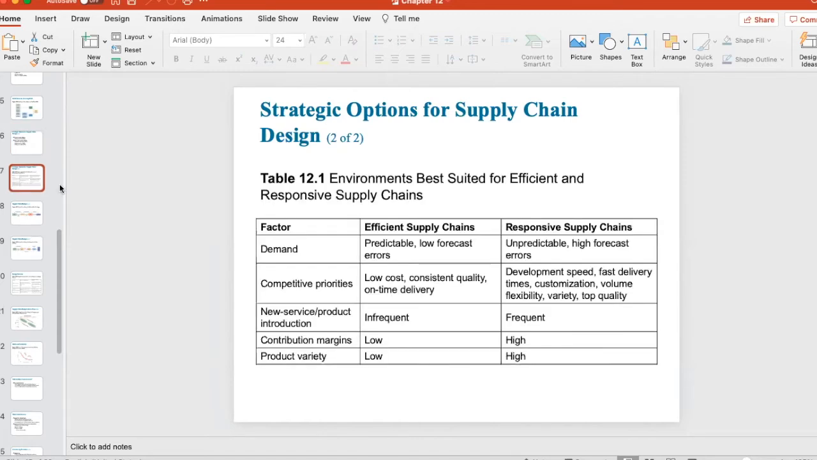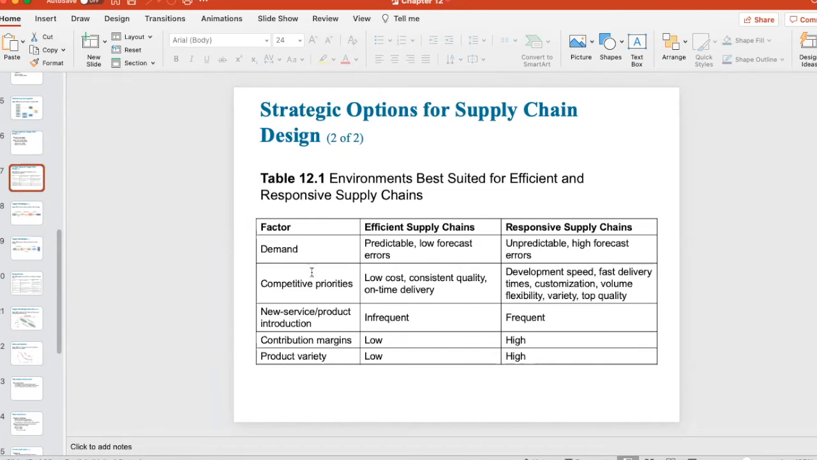Now, here I list some more detailed comparison between efficient supply chain and responsive supply chain. But the key idea is exactly what I just mentioned here. Let me lead you guys to go through those different specific comparisons here. First of all, as I said, efficient supply chain is more fit for those standardized products or services, while the responsive supply chain is more fit for those customized products or services.